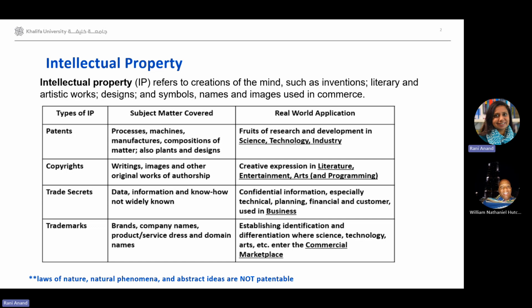Copyrights are more artistic and literary, and patents are highly related to science and technology. So these are the intellectual property types. There is an international body taking care of intellectual property, the IP office, IPO. The IP office is the owner or the authority of intellectual property.